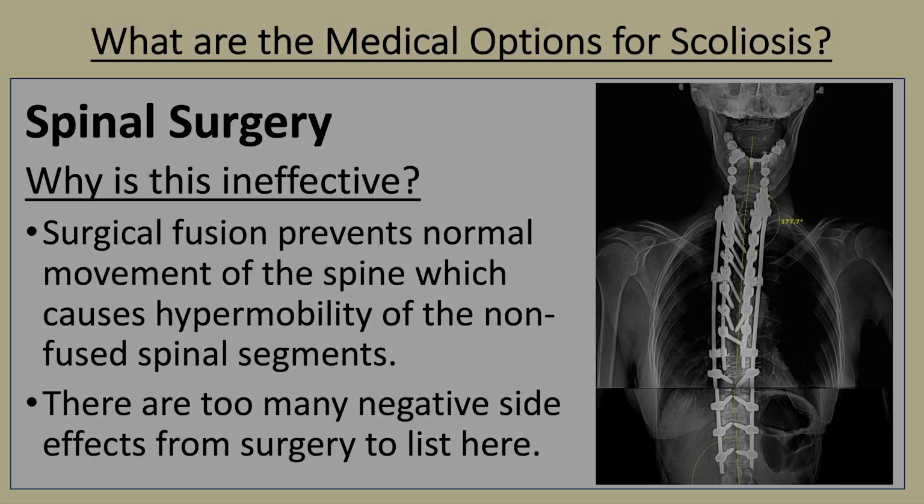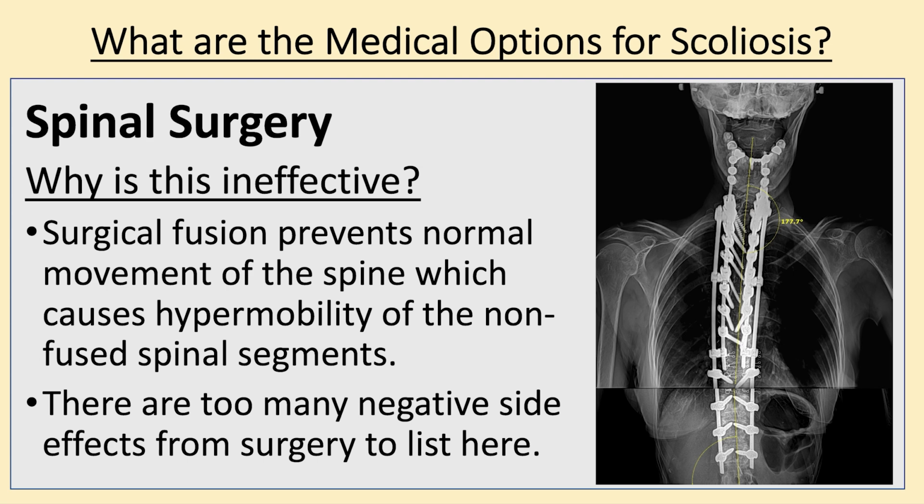Now, the spinal surgery, again, doesn't address the proprioception. It rarely, if ever, restores the natural curves. Surgical fusion prevents normal movement of the spine, which causes hypermobility of the non-fused segments, the areas above and below the surgery site, and a number of negatives. When you fuse the spine, you stop movement, and the brain needs that movement for energy.